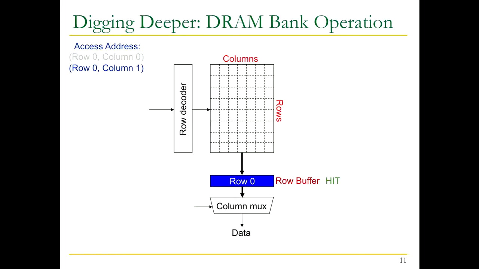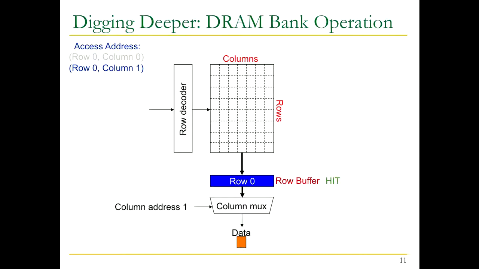This is another term you should get used to. We've just hit in the row buffer because the data is there. It's a cache hit, if you will, a row buffer hit in this case. So I just need to send the column address to get the second data item. And the MUX will give me the second data item. Make sense? Because the data is already in the row buffer.